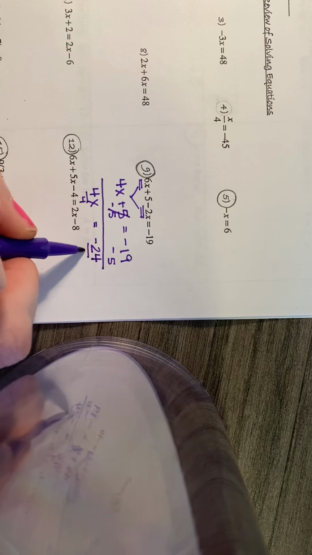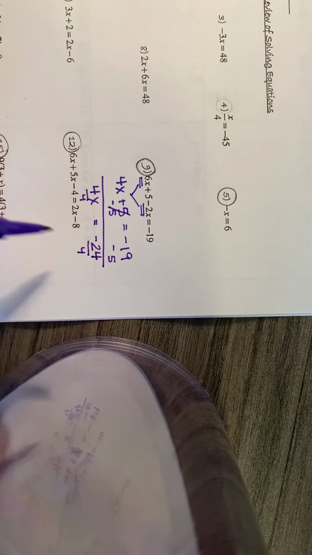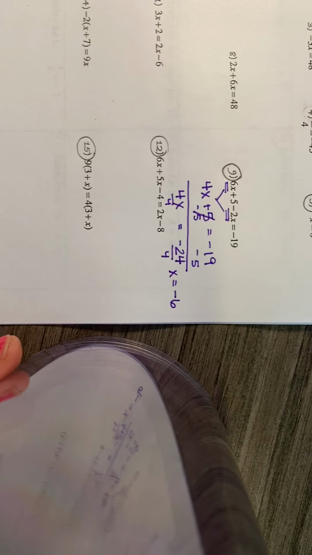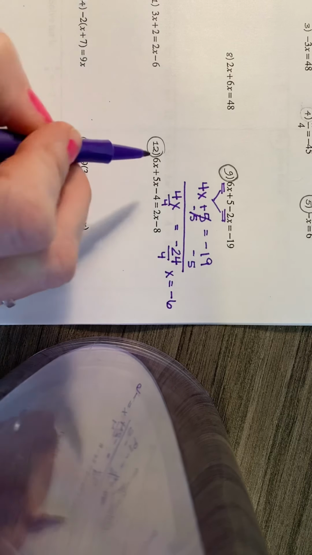You're going to divide by 4. Divide by 4, and you are going to get that x equals a negative 6. Big fat negative, okay? All right, number 12, and again, I'm not going to do all of these for you, but I'm going to help you set some of them up.